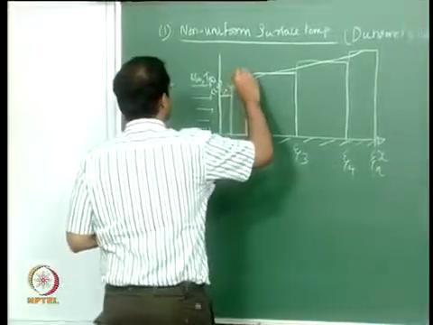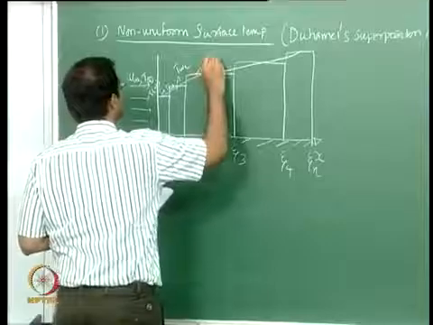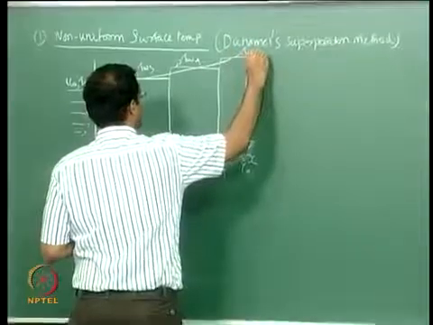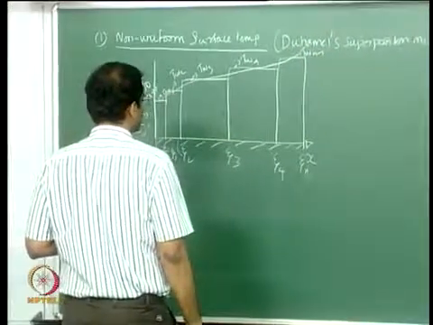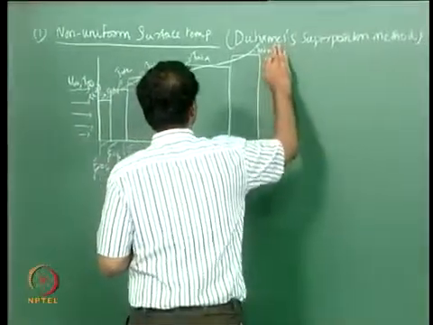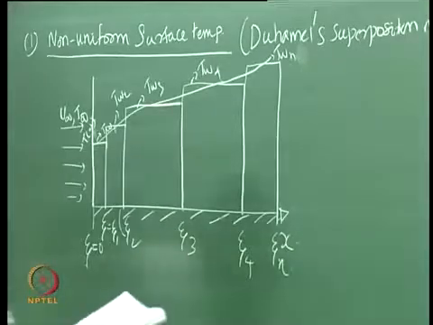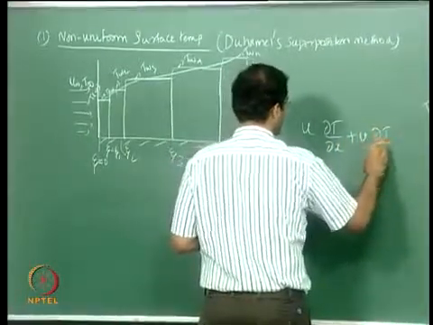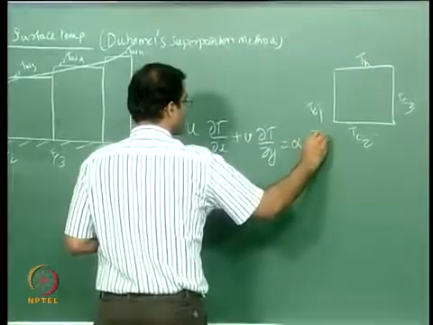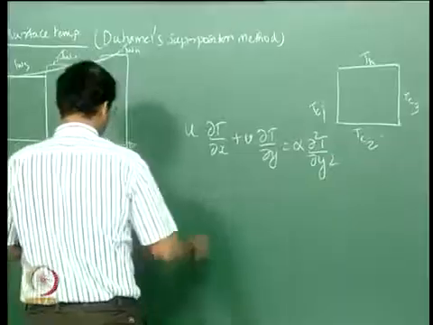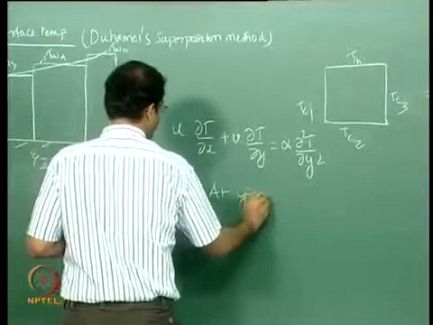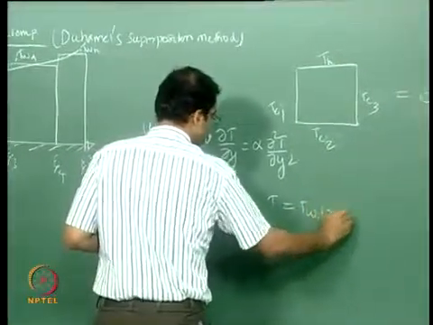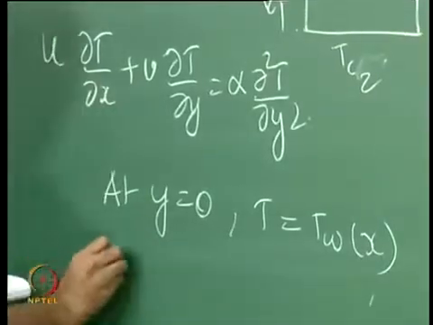So let me indicate this as T wall 2, this is T wall 3, T wall 4 and so on. So this is your T wall n minus 1, and let me call this T wall n. The solution for these, anyway, you have to solve the energy equation. The boundary conditions are now, at y equal to 0, you do not have a constant value of temperature but T equal to T wall, which is a function of x, and the other boundary conditions are the same.